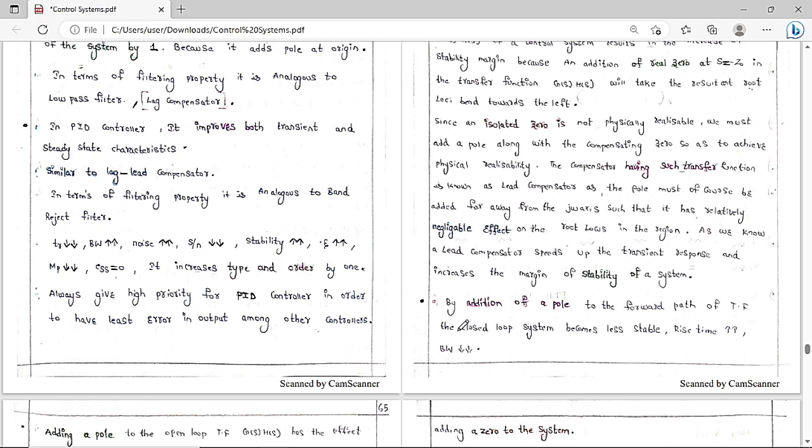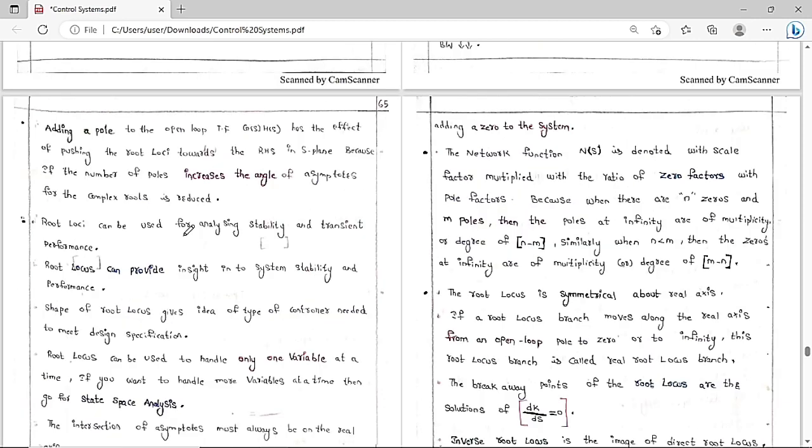So whenever you add a pole to the open loop transfer function, the root locus is going to shift to the RHS of the s plane, so the system stability will decrease. A pole means a PI controller or lag compensator. The lag compensator is used to improve only the steady state characteristics, meaning it is going to degrade the transient response. So the resistance increases and the bandwidth decreases while the steady state error will be 0. Always keep these things in mind.